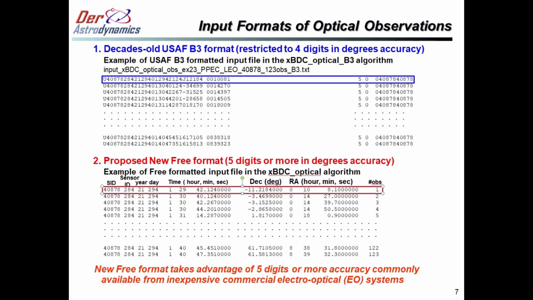Note that an optical observation file contains satellite ID, sensor ID, time, right ascension, and declination. Can you figure out the first observation of the US Air Force B3 input file? It is clear in the proposed free format file.